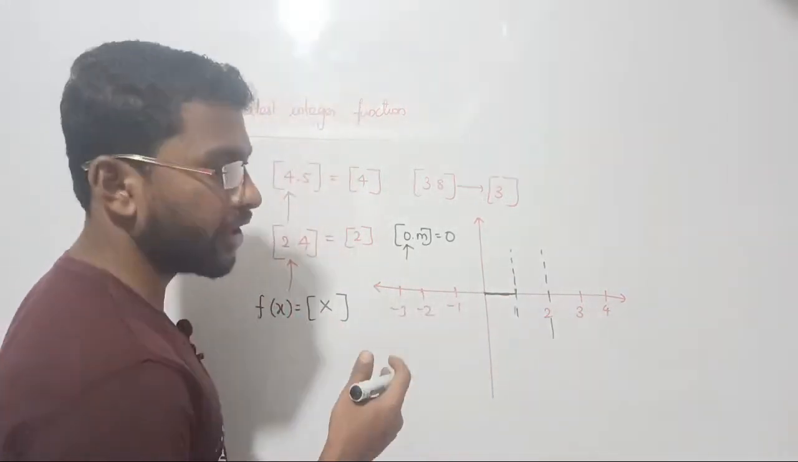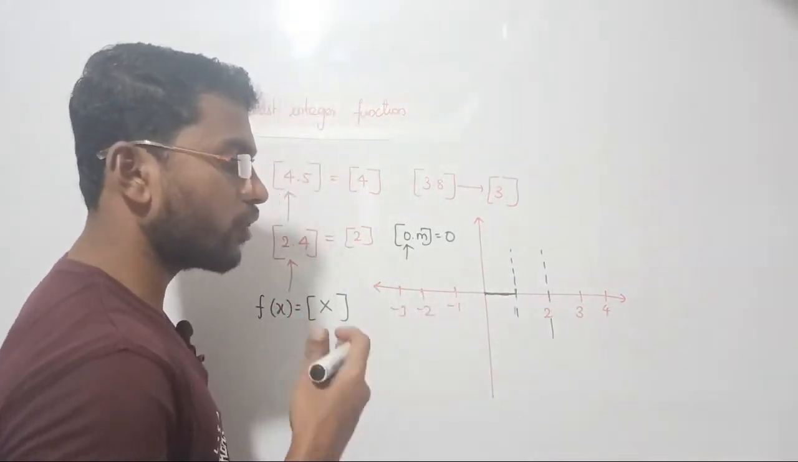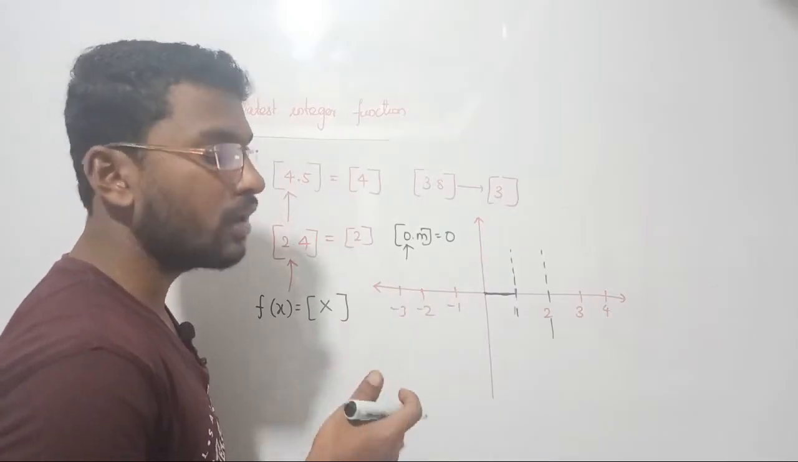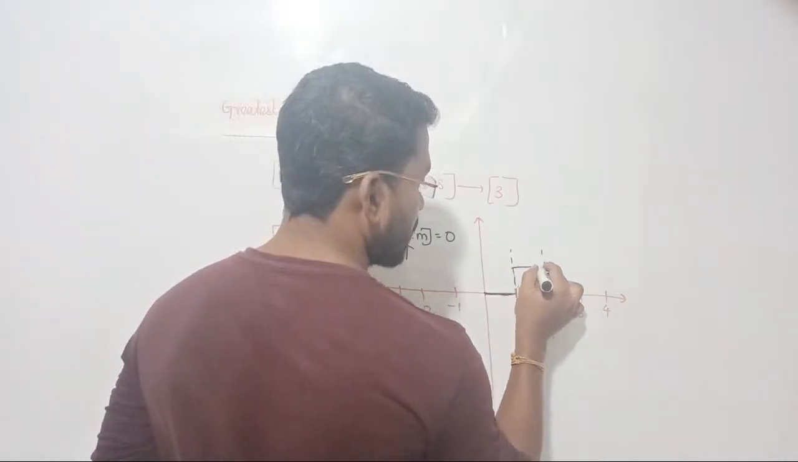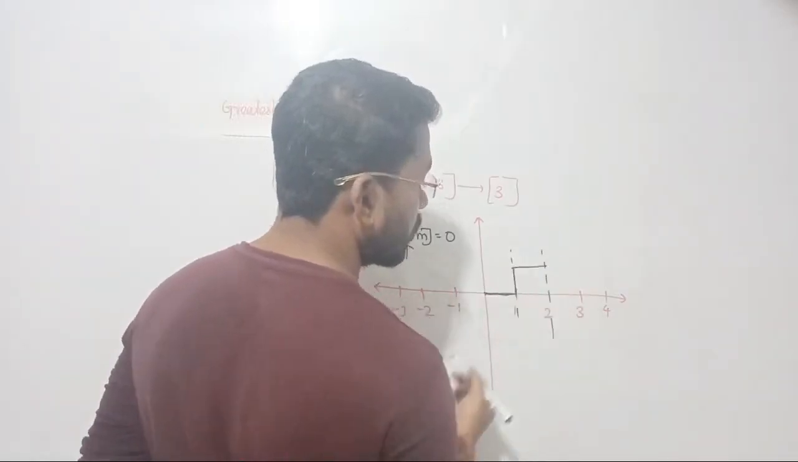What will you substitute? 1.1, 1.2, 1.3, 1.4, 1.5, 1.6, 1.7, 1.8, 1.9. For all values we have to consider what? 1 only. So this function will be suddenly shifted to 1, right? So it will be suddenly shifted to 1.